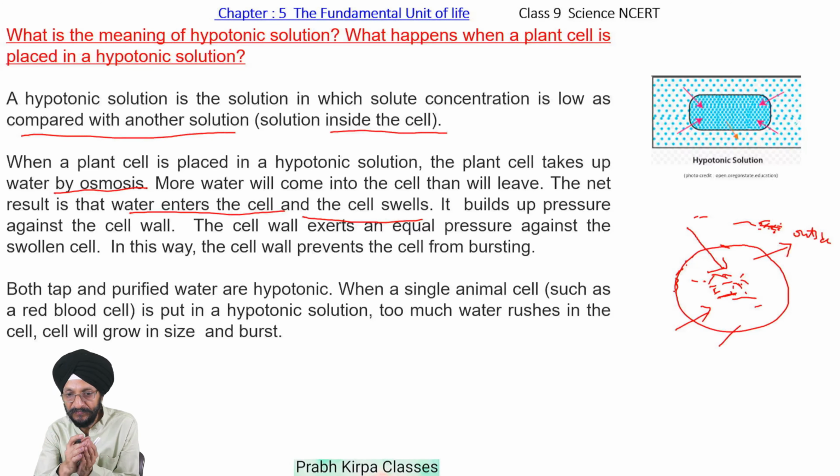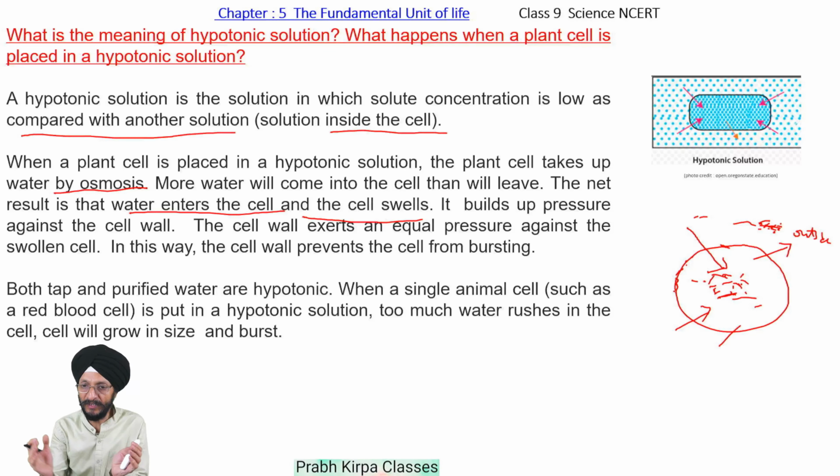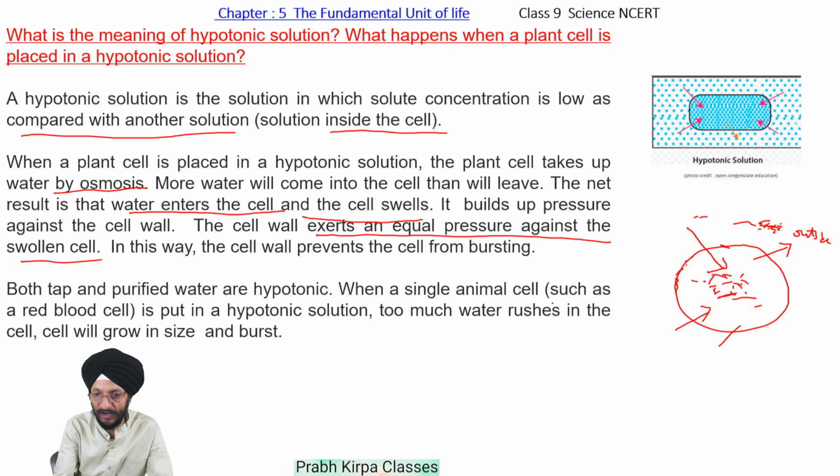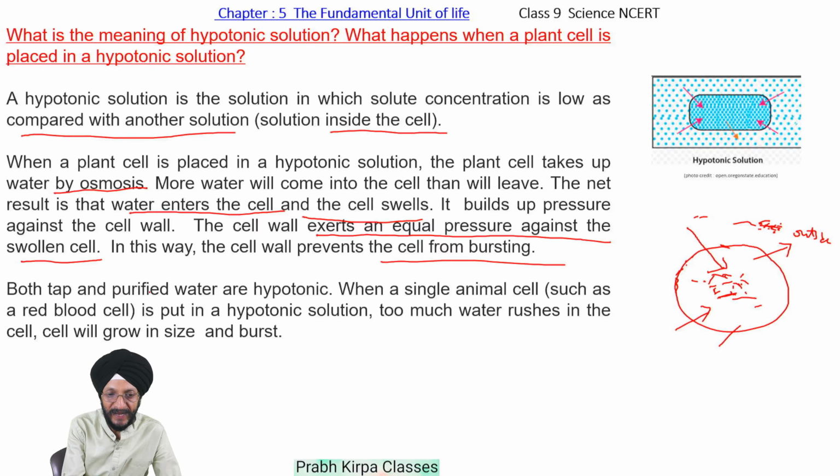As we have told, plant cells have a cell wall. As the cell contains now a lot of water which has come inside, the cell swells up and there is a pressure on the cell walls. In this way, the cell wall also exerts an equal pressure against the swollen cell. Cell wall also puts pressure on the swollen cell. In this way, the cell wall prevents the cell from bursting. Both tap and purified water are hypotonic.